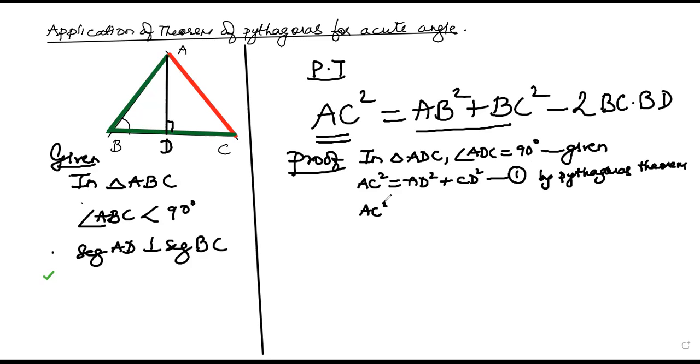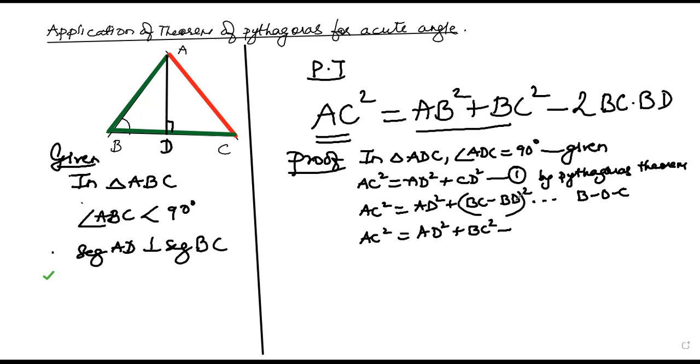So what I do? AC square equals AD square as it is. CD we can write as BC minus BD. What is CD? BC minus BD, the whole square. Because you can see, children, B, D, C. Okay. Now what will happen? AC square as it is, AD square plus (BC minus BD) the whole square, which is BC square minus 2 BC BD plus BD square.